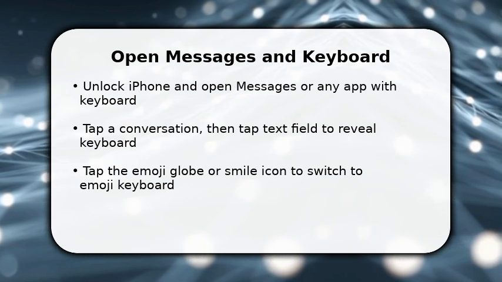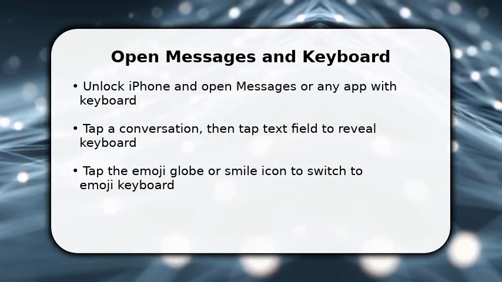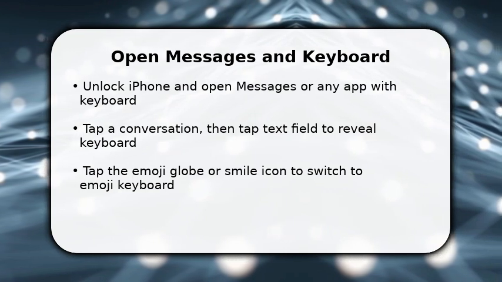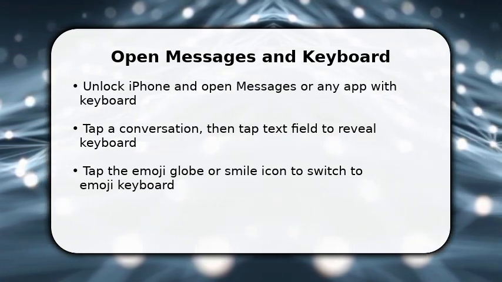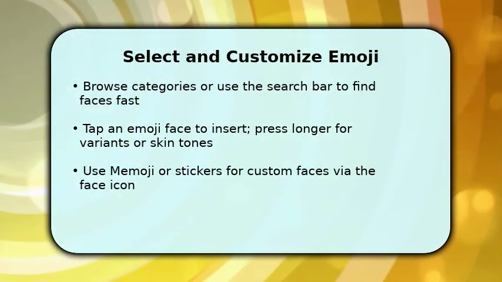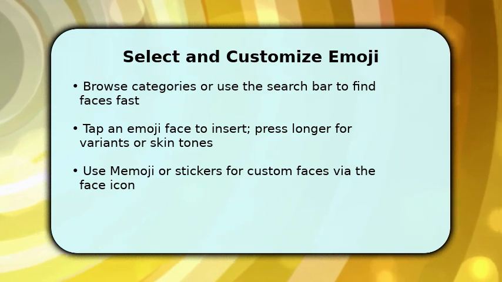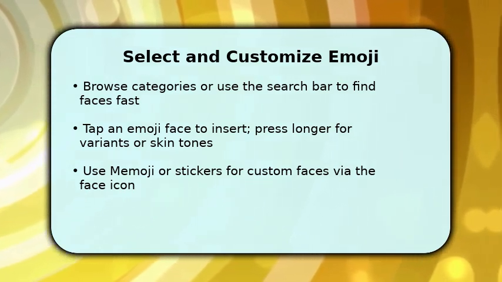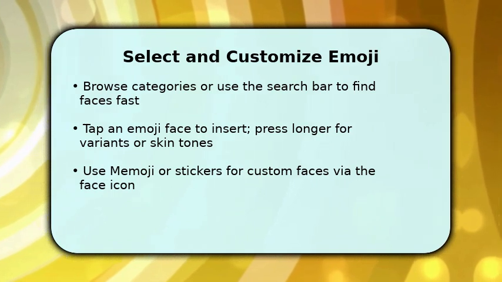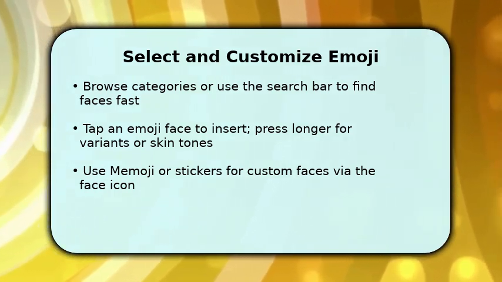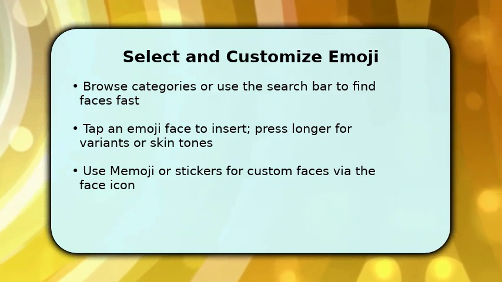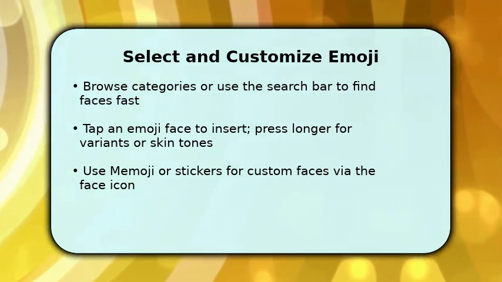If you don't see the icon, check Keyboard Settings in Settings, General, Keyboard, add the emoji keyboard, and then return to resume. Now you'll pick and customize the emoji face you want. Scroll through categories or tap the magnifying glass and type a keyword to find faces quickly. Tap an emoji to insert it into your message. Press and hold some face emojis to reveal skin tone or hair variants, then slide to choose one.